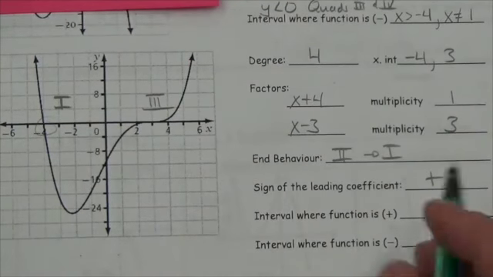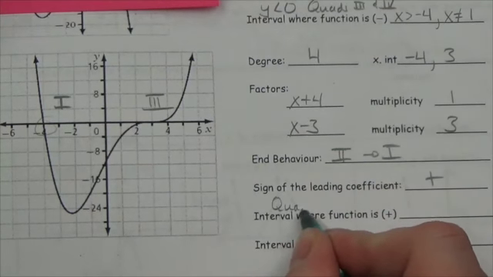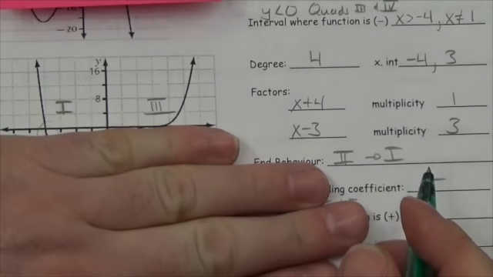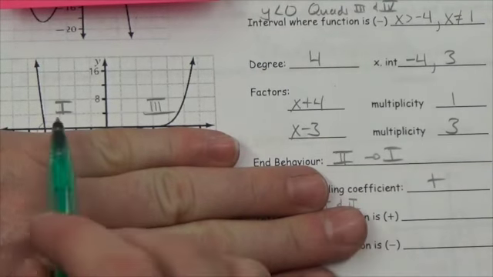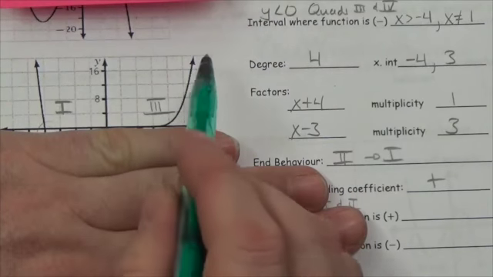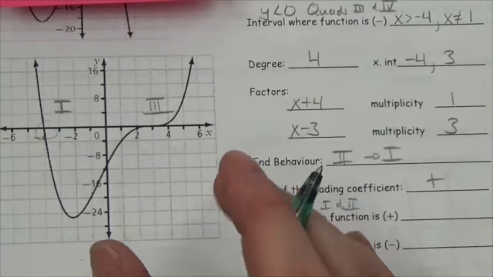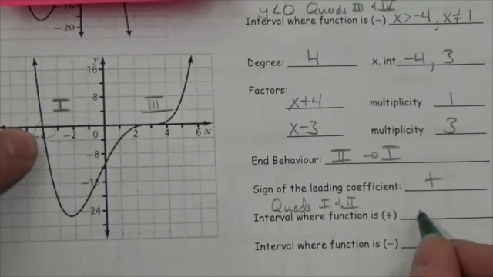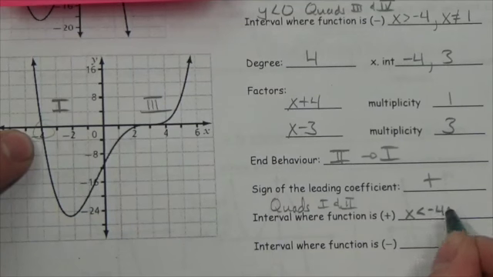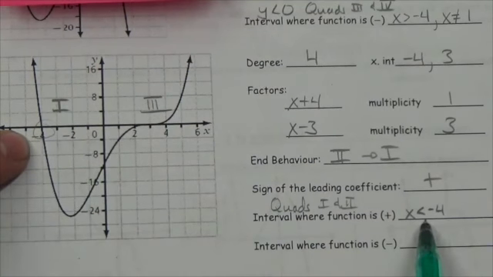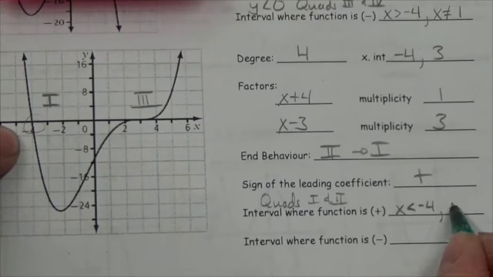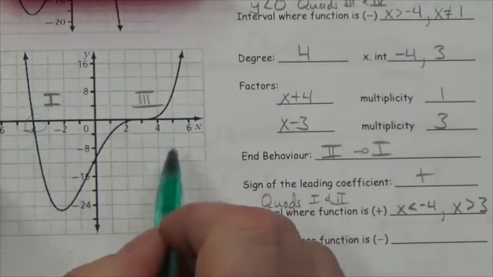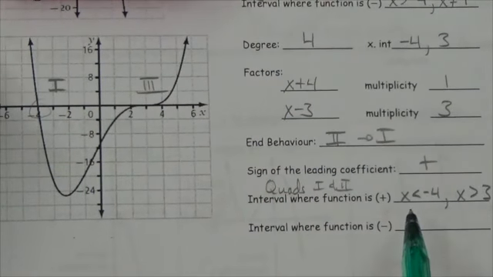Interval where the function is positive. Now remember, what this means is I'm looking for where this thing is in quadrants 1 and 2. Where is it in 1 and 2? Well, that's this piece here, and that's this piece here. But I have to answer using the only thing that I have control over, which is the x-coordinates. So that's going to be to the left of negative 4, which means x is less than negative 4, together with to the right of, or greater than, positive 3.